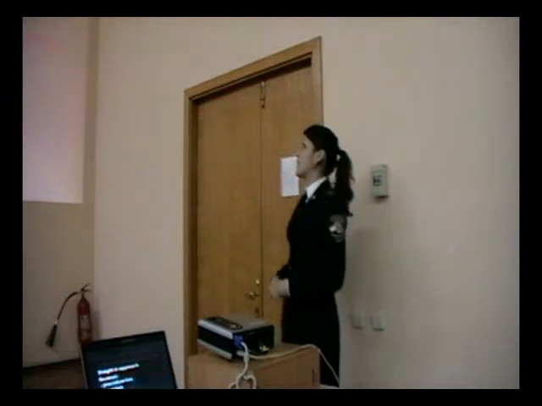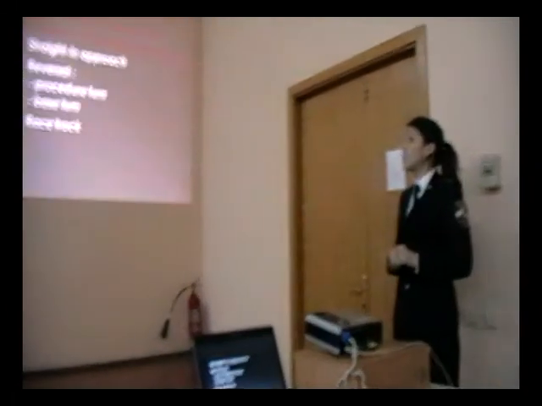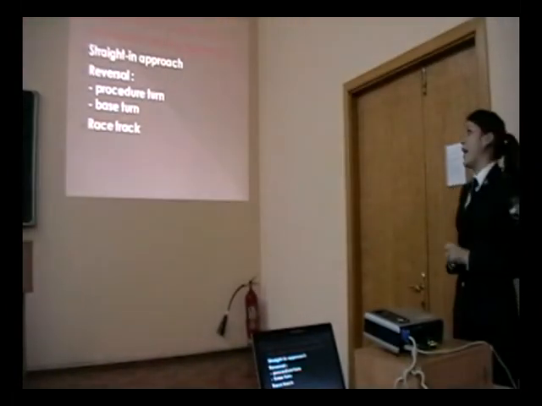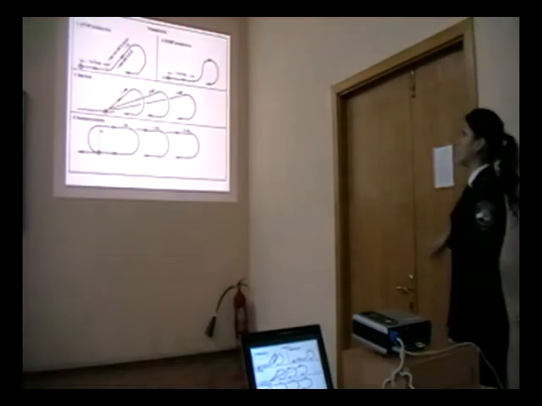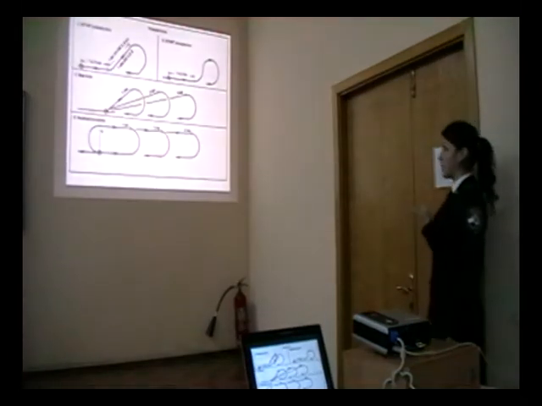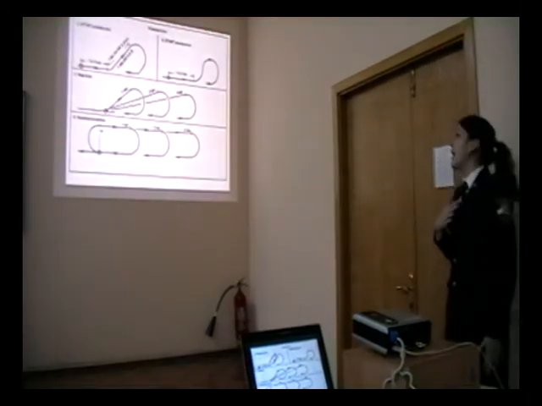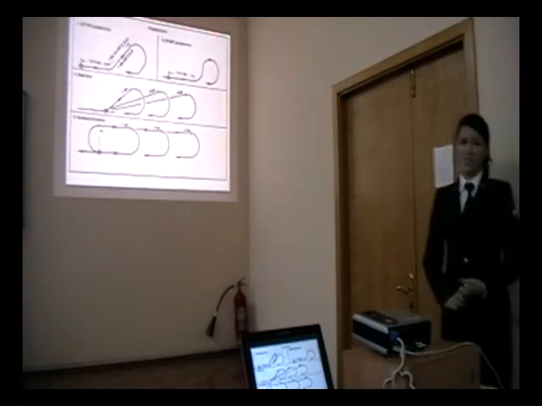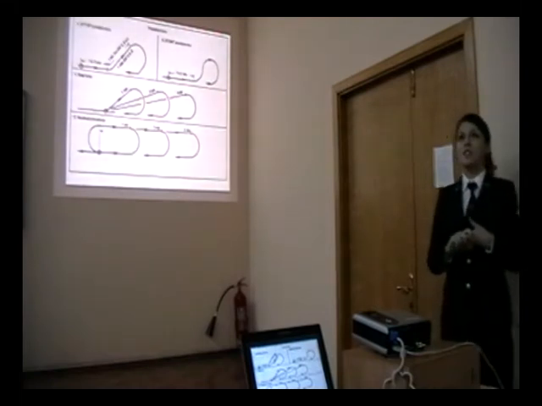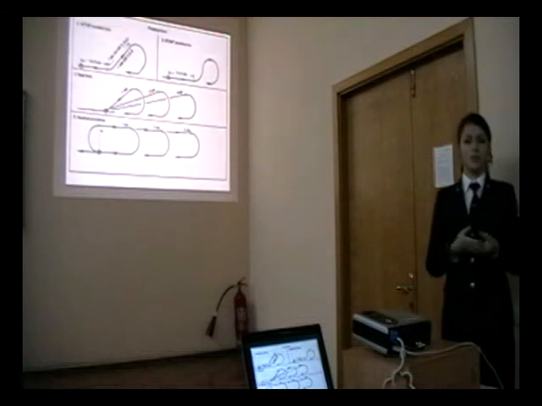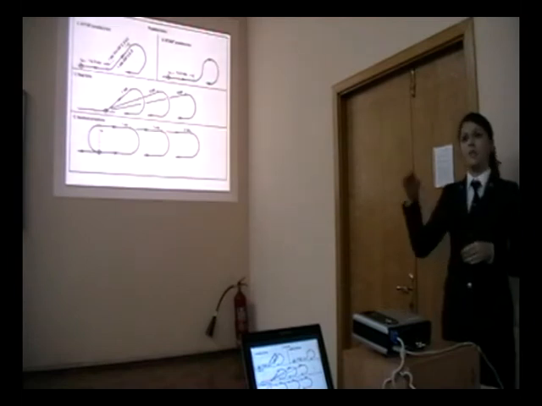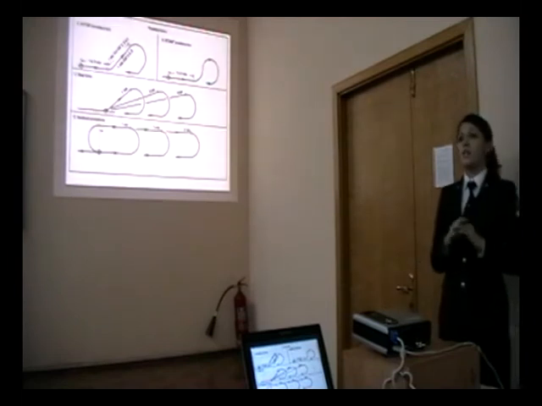Next, we know that there are four basic charts of the instrument landing approach. They are straight-in approach, procedure turn, base turn, and racetrack. And here you see how they look. And you know that for construction of a certain approach chart, it is necessary to consider a lot of factors, a part of which are derived from other factors. So the calculations are rather complex and ambiguous.